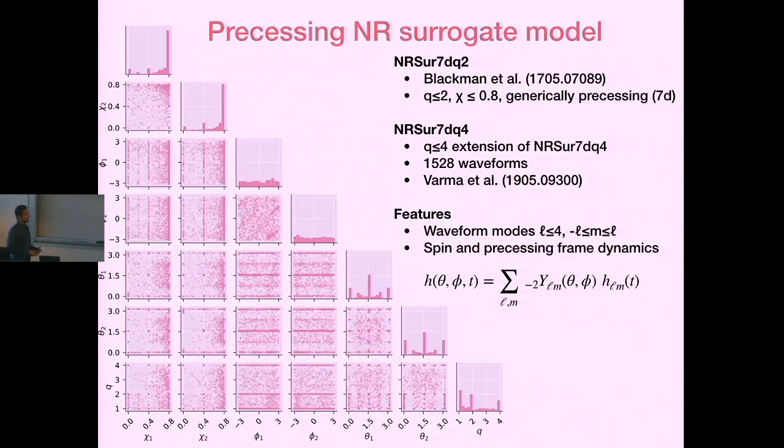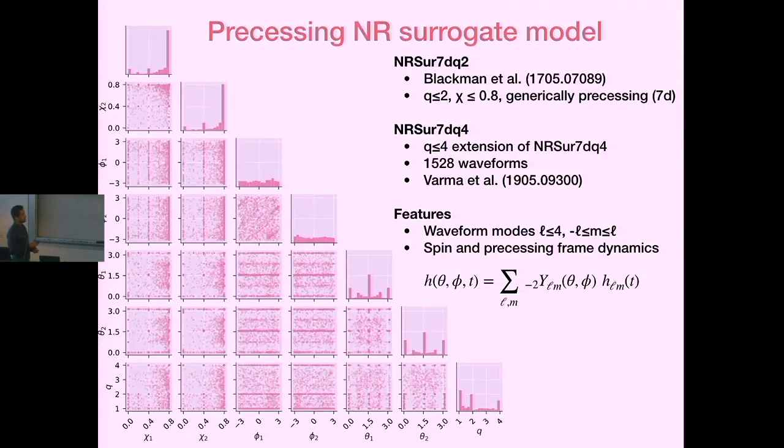Okay, so we want to model this vast 7-dimensional space of precessing binary black holes. The first model that was able to do this is called NRSur7dq2. Here 7D is the 7 dimensions, and it was built by Jonathan Blackman, a grad student here a few years ago. And the current model I'll talk about is an extension of this to more general mass ratios, where the mass ratio is the ratio of the two masses. So we go to more unequal masses, where the black holes can have mass ratios up to 4.